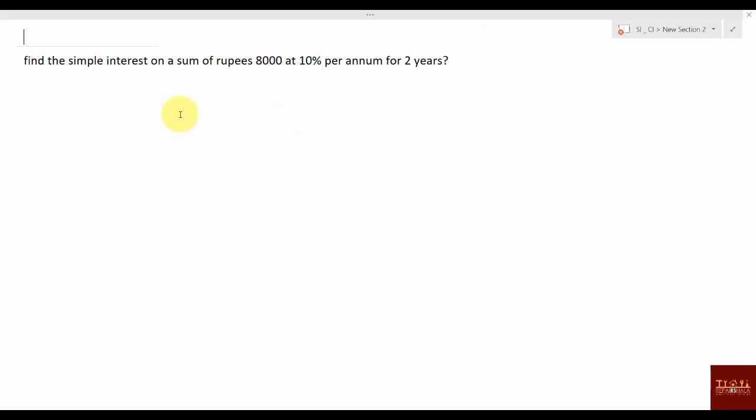Find the simple interest on a sum of rupees 8,000 at 10% per annum for 2 years. So 10% for 2 years means 20%. 20% of 8,000 is 1,600. That's the answer. Do you need to put any formulas to get the answer? No. Check another one. Now, compound interest on 8,000, 10% per annum for 2 years.